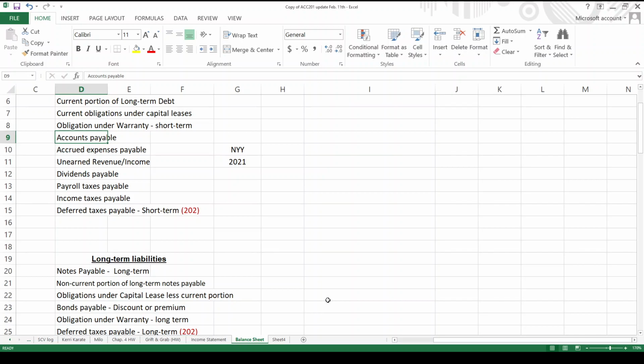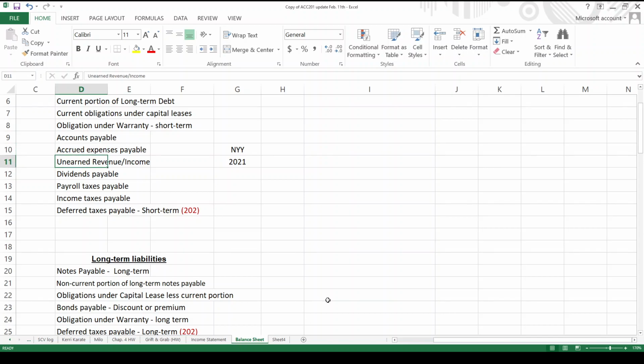Accounts payable, we know what they are, right? Bought something, a product or a service on account, you probably got 30 days to pay. Accrued expenses payable, those are the result of those exciting adjusting journal entries we made. So, for example, you debited utilities expense and credited accrued expenses payable.